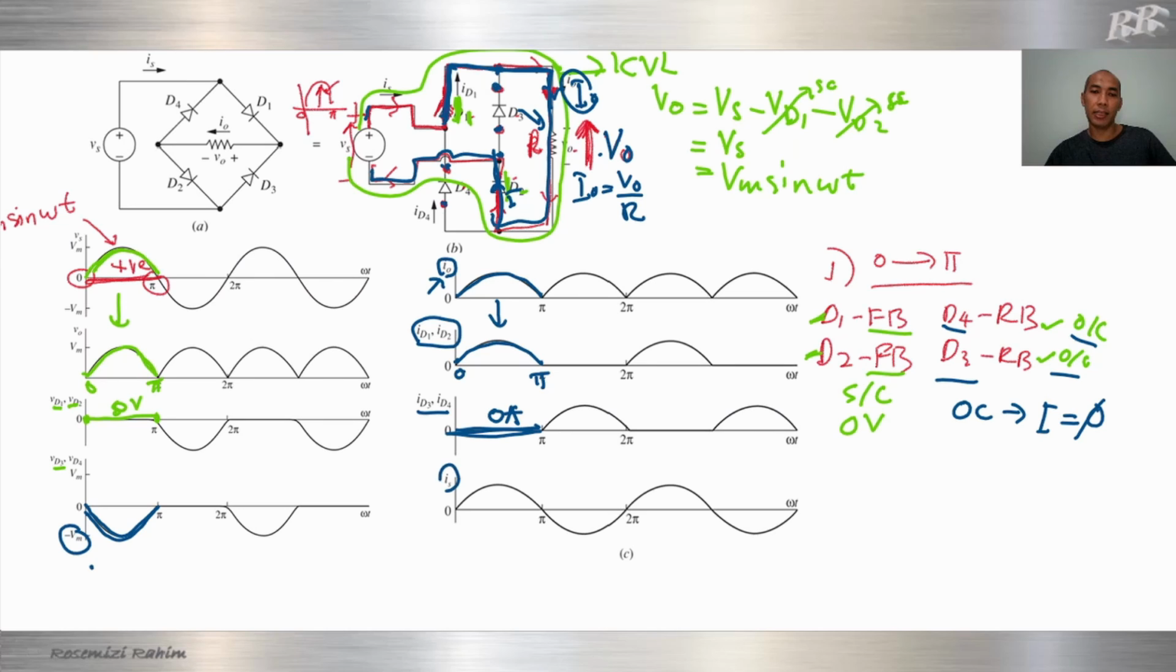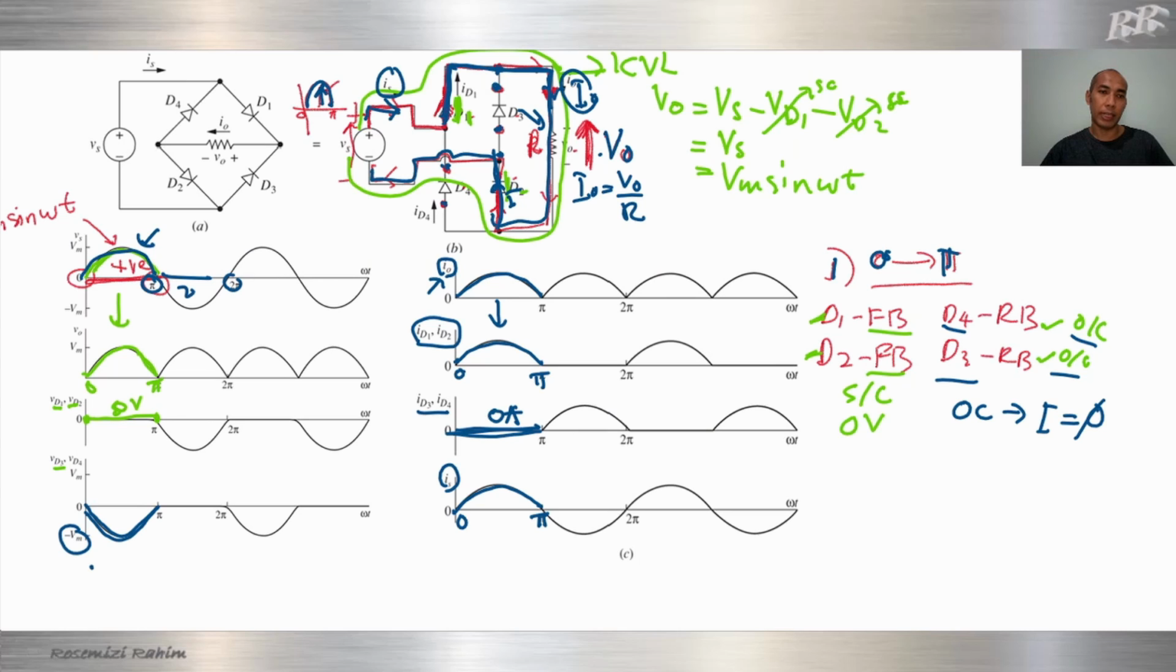Okay, next is IS, the source current. IS follows the waveform of the input, the waveform of the source, so the same. IS will be sinusoidal from 0 to pi, exactly the same as the input sinusoidal. Okay, that's all for phase 1, part number 1, during the positive cycle from 0 to pi. Next we go to the negative cycle, from pi to 2 pi.